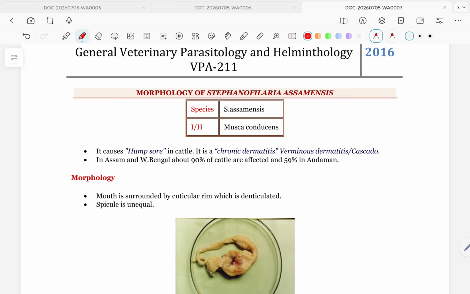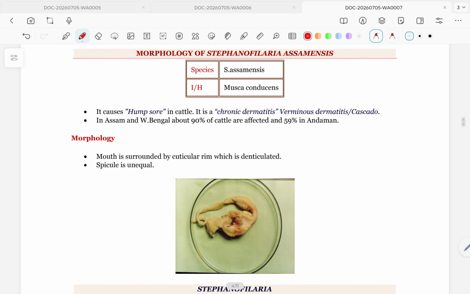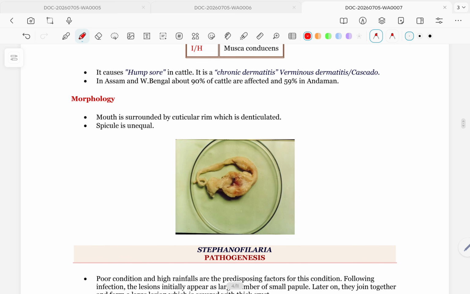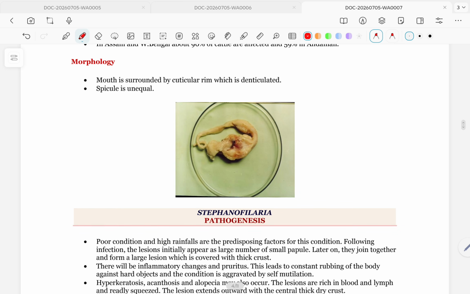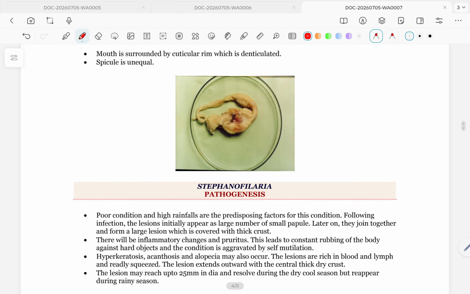Verrucous dermatitis and cascado. In Assam and West Bengal, about 90% of cattle are affected and 59% in Andaman. Morphology: mouth is surrounded by a cuticular rim which is denticulated. Spicule is unequal.